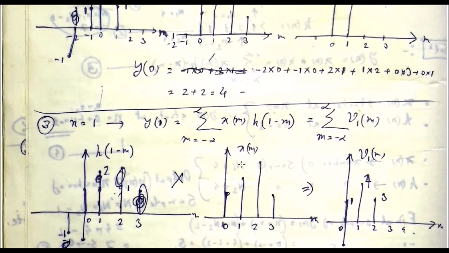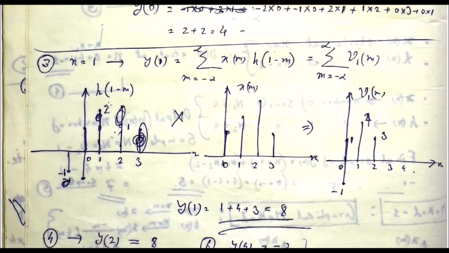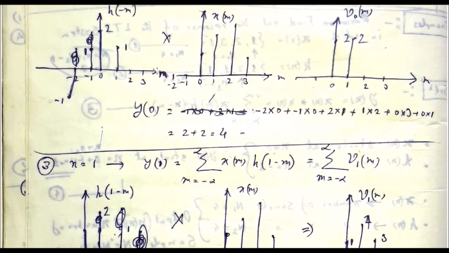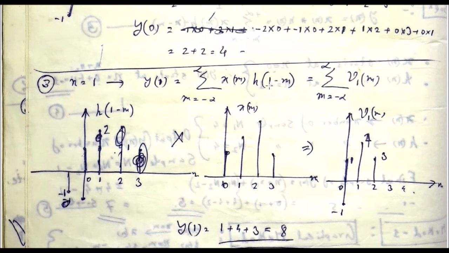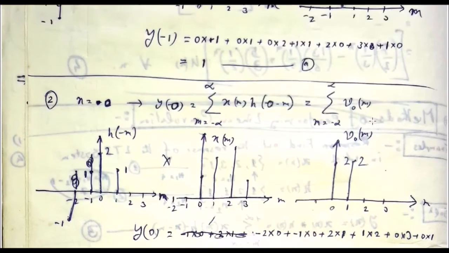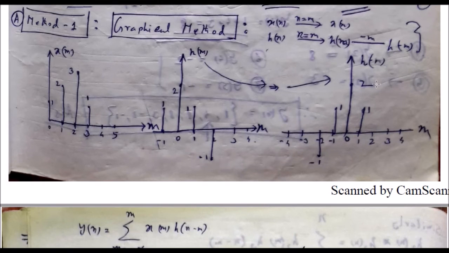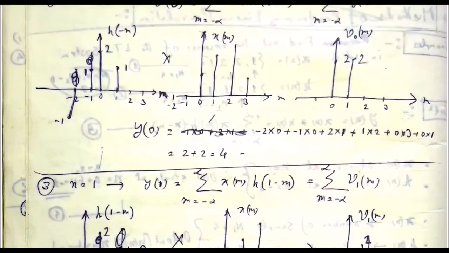In this way, for n equal to 1, again you have to calculate the same thing, you are calculating y1. For that case you have to provide the right shift to h minus m, a 1 unit right shift. That means h minus m has to be shifted 1 unit to the right side.